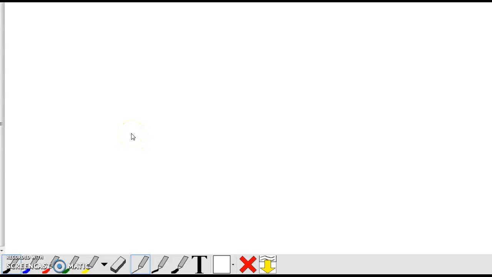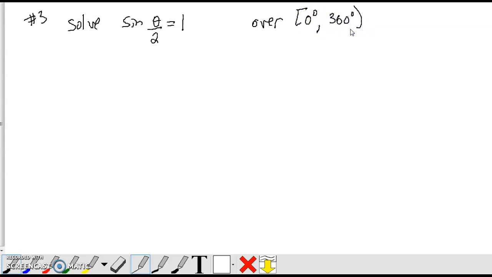All right, so let's come back and try another one. This will be our third example. This time let's solve for sine of theta over 2 is equal to 1. And again, let's do it over the interval 0 degrees to 360. So let's change it up a little bit.